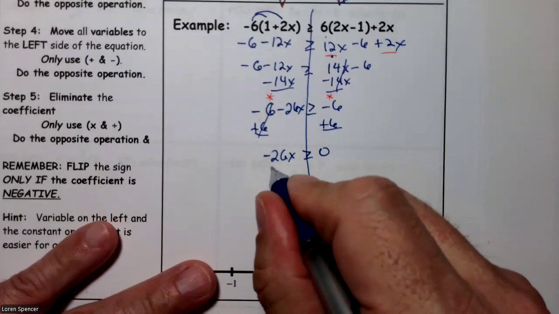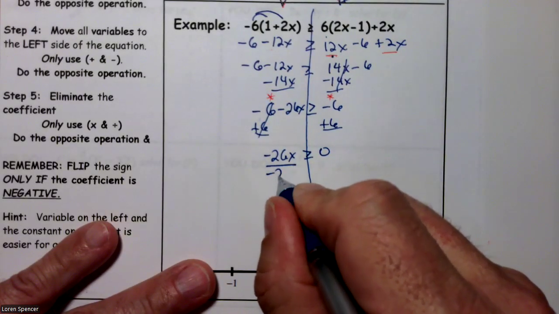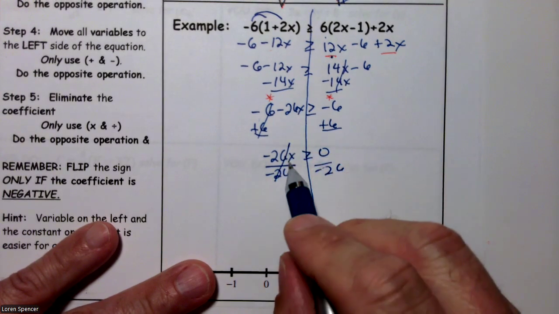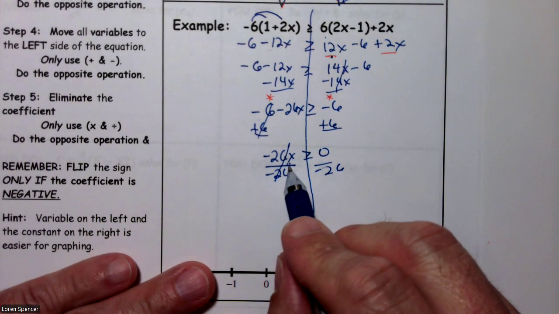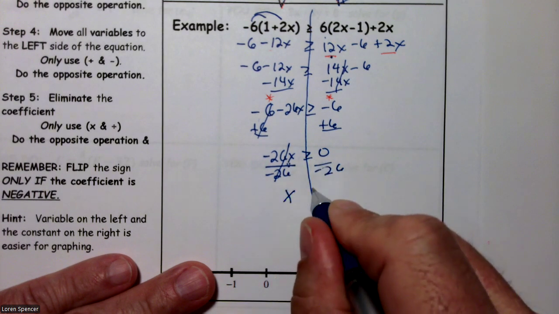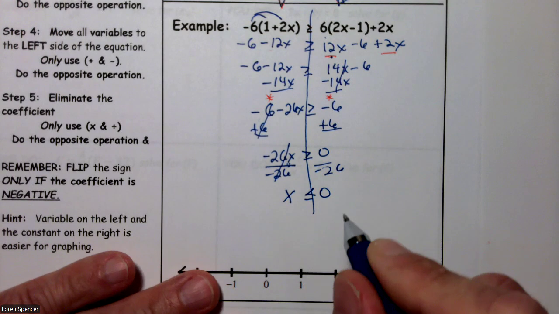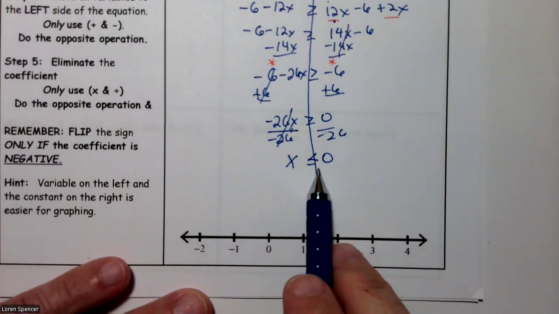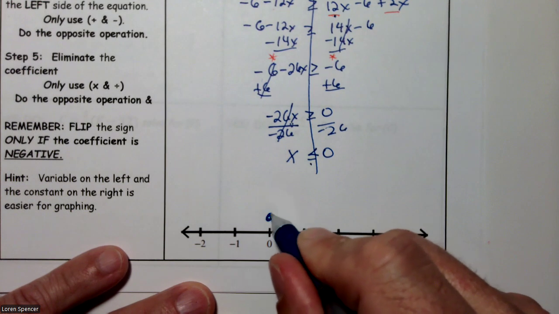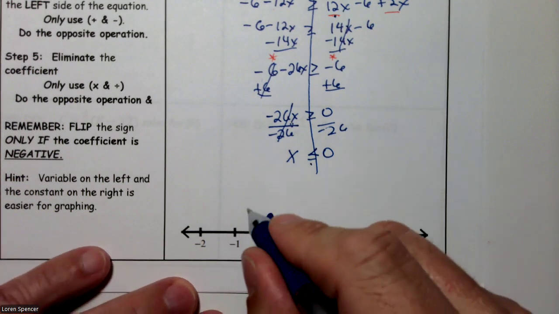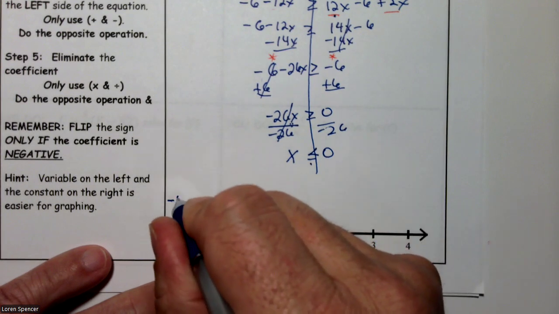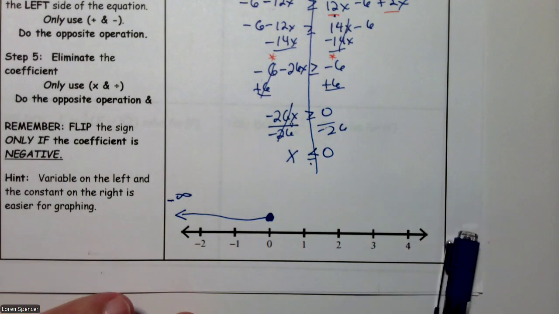The last thing I need to do is divide by my coefficient to get rid of it. Now be careful. I'm dividing by a negative. If I'm dividing by a negative, I have to flip the sign. So this sign switches and becomes x is less than or equal to 0. Because there's a line under it, it gets a solid and it's facing this way. And that means it's going to negative infinity.